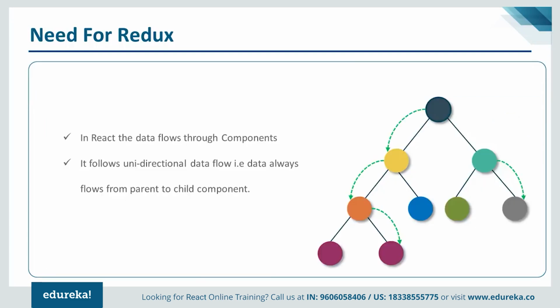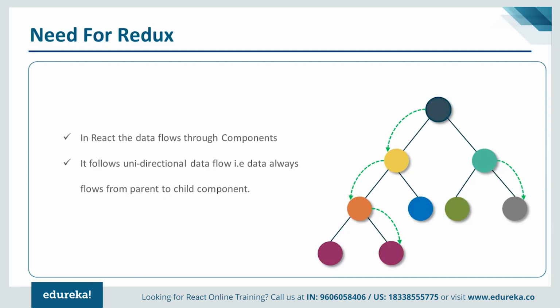In React, we know that the data flows through components. Components are the basic units in React.js, or I can say everything in React.js is a component. And we all know that the data flows from top to bottom in React.js, which means it follows unidirectional data flow. That is, data always flows from parent to child components.